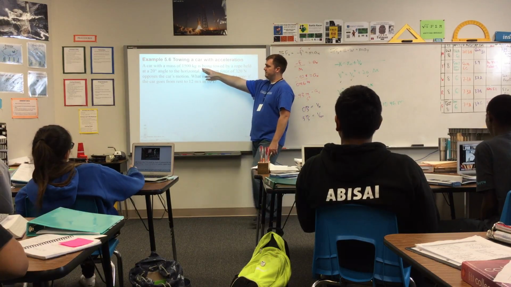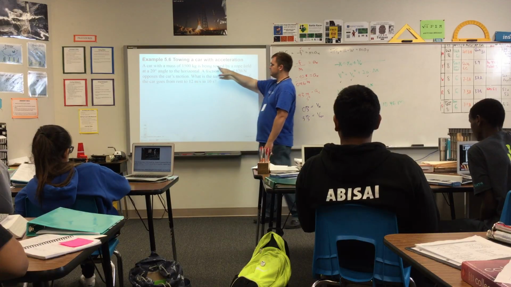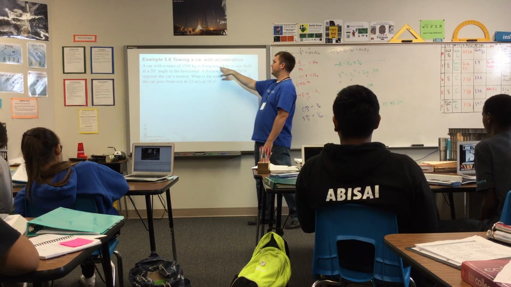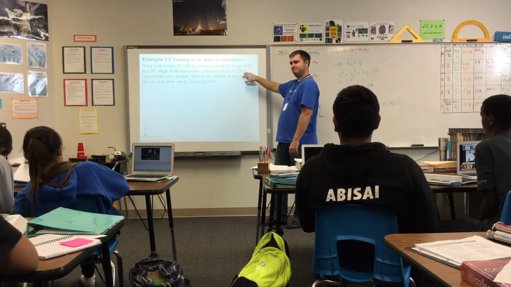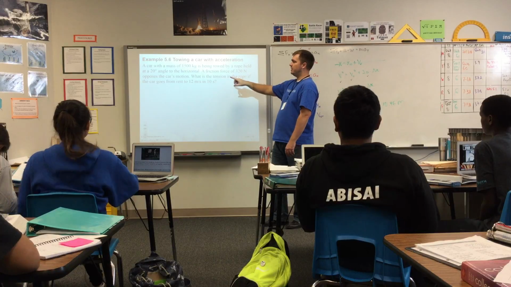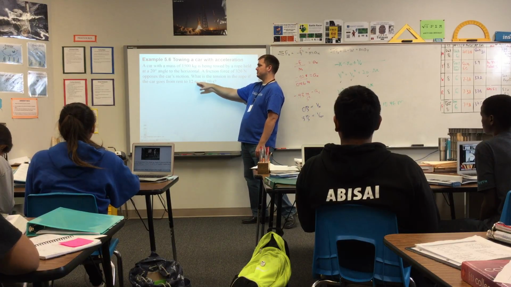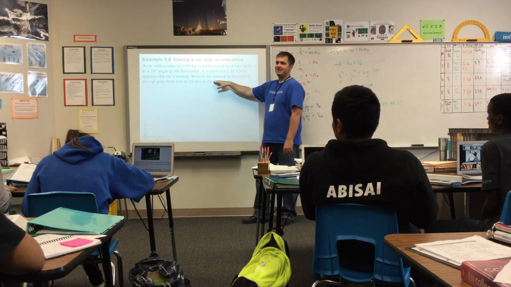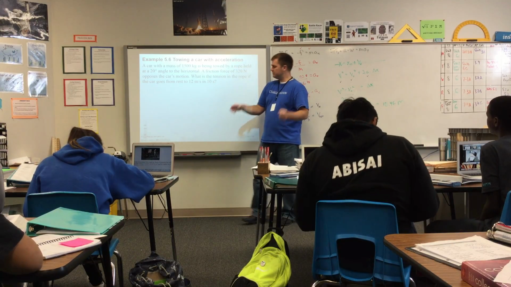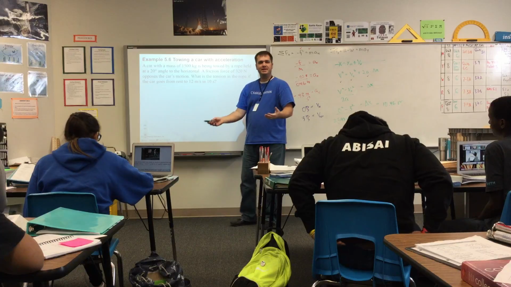A car with a mass of 1,500 kilograms is being towed by a rope held at a 20-degree angle. A frictional force of 320 newtons. What is the tension in the rope if the car goes from rest to 12 meters per second in 10 seconds? It's the same thing.